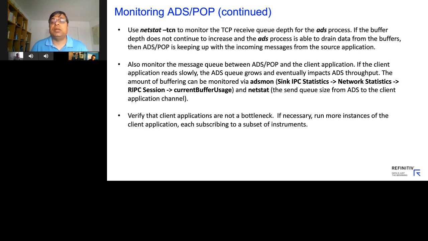That's a good indication. And from a client application point of view, you can see the buffer usage to see whether there is any buffer buildup, whether there is any borrowing from the pool, etc. So that's all there through ADS-POP. You can also use NetStat to see whether the send queue size is building up. You can use that both at the application level and also at the ADS-POP level. So as a performance testing aspect, run as many instances of test client as you need. Make sure that that is not the bottleneck and doesn't put back pressure.